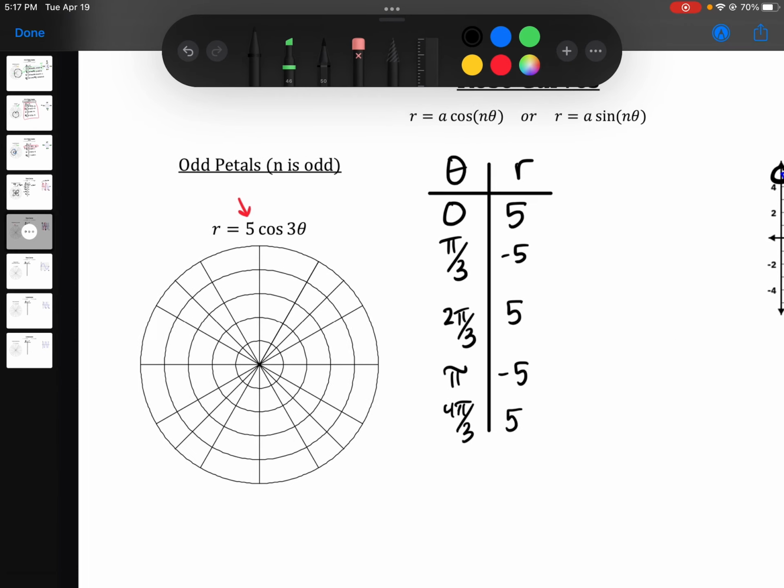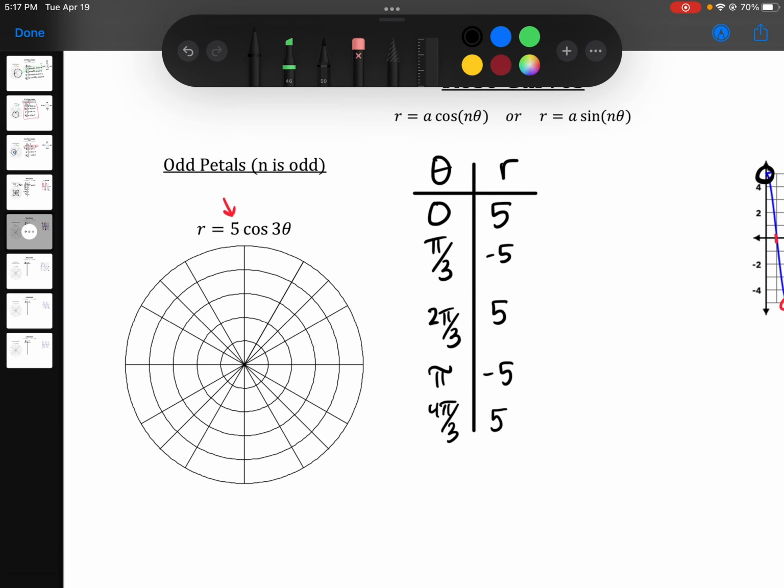This is what's cool about the odd petals. So I'm going to go ahead and plot my reference one. So I've got 0, 5. Pi-thirds, that's this line right here, but I need to go back 5. So I'm going to go right here, back 5. We've got 2 pi-thirds, which is also 5. And then what you're going to notice, pi is right here.